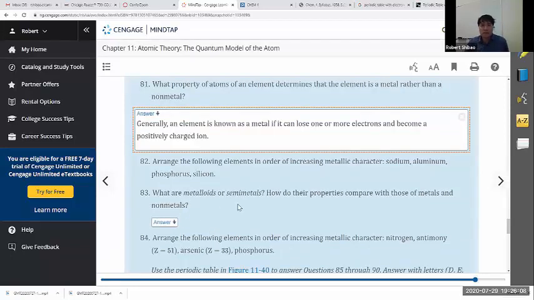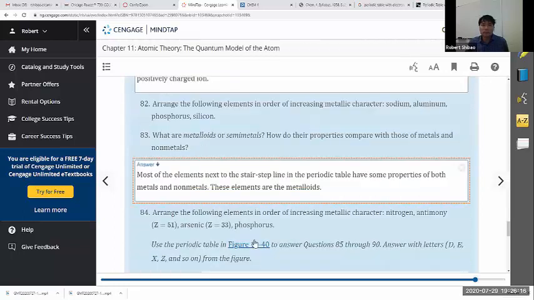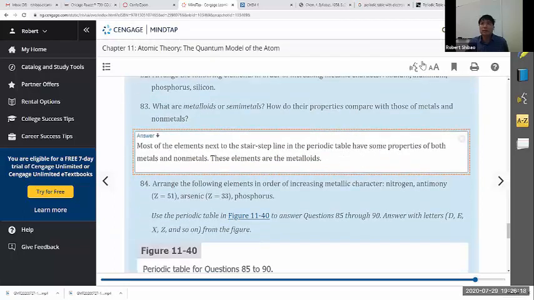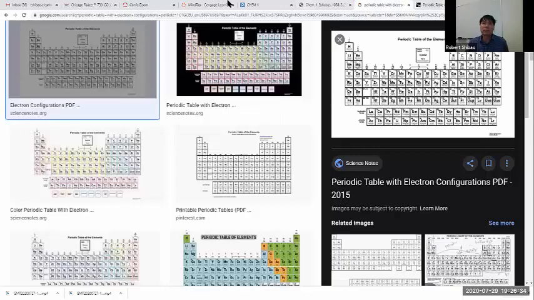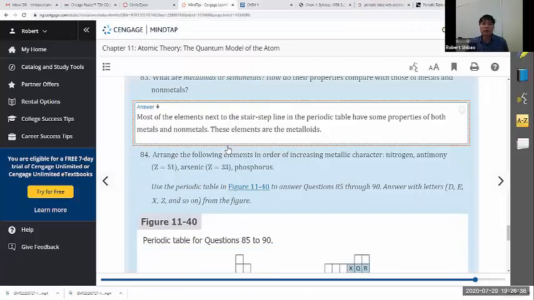What are metalloids or semi-metals? So they're at the boundary between metals and non-metals. So they have properties of both. At the boundary. Let's see if this marks it. You see the boundaries here. It's kind of a zigzag line. Differentiates the metals from the non-metals. It's a gray boundary. Not a black and white boundary.